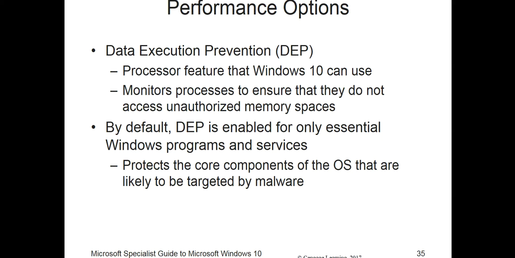So we've got DEP, Data Execution Prevention. It's a processor feature that Windows 10 can use. It monitors processes to ensure that they do not access unauthorized memory spaces. Now, some of you have seen in the past what's called a blue screen of death. And many times that error is generated by an error in the disk itself or the drive itself, where memory's corrupt, no longer readable, whatever the case may be. The resource that's required, we can't get to it.